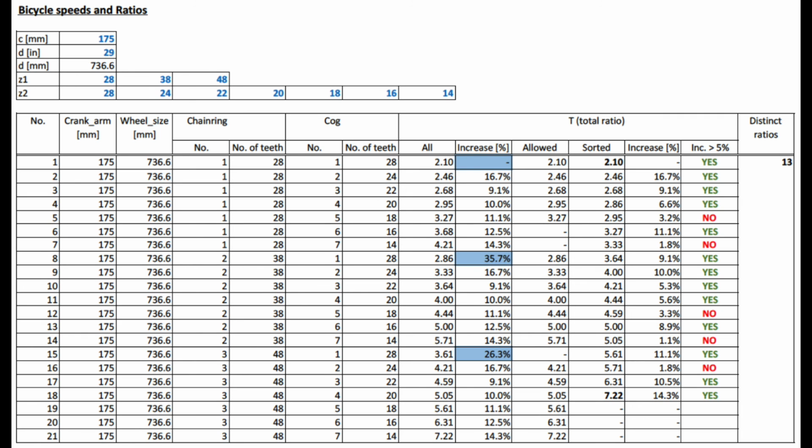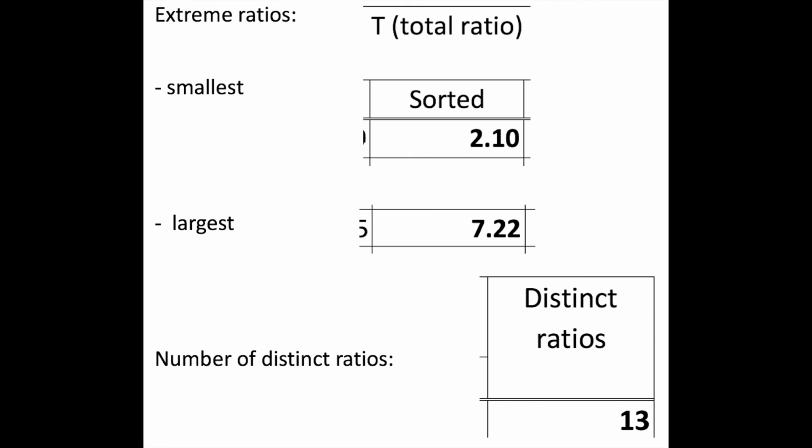So how can this table be used in a practical way? First, let's look at the smallest and largest ratios. The smallest ratio will tell you how easy you will go on steep slopes. The smaller the ratio, the higher the force that pushes you ahead will be. The largest ratio will tell you how fast the bike will go. The larger the ratio, the faster the speed at which you can ride the bike.